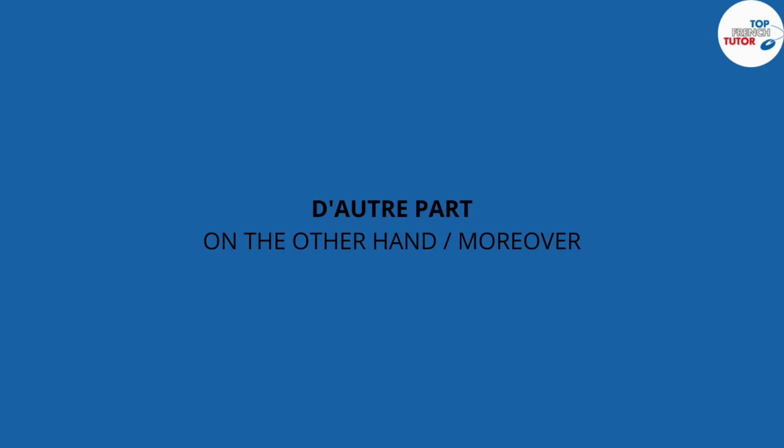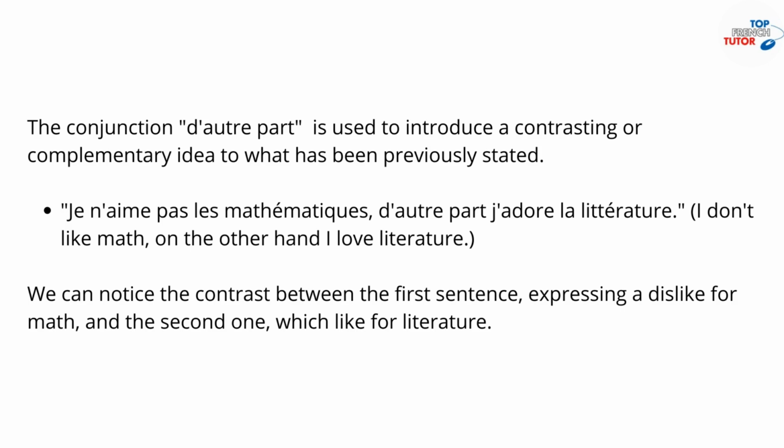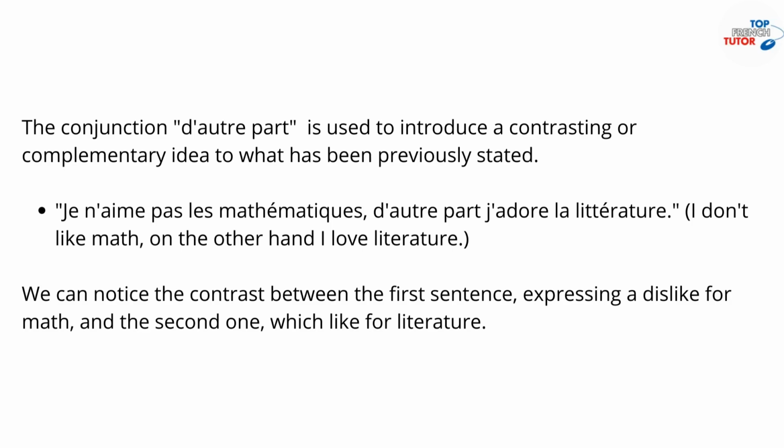D'autre part, the conjunction d'autre part is used to introduce a contrasting or complementary idea to what has been previously studied. For example, je n'aime pas les mathématiques. D'autre part, j'adore la littérature. We can notice the contrast between the first sentence expressing a dislike for math and the second one, which expresses a like for literature.